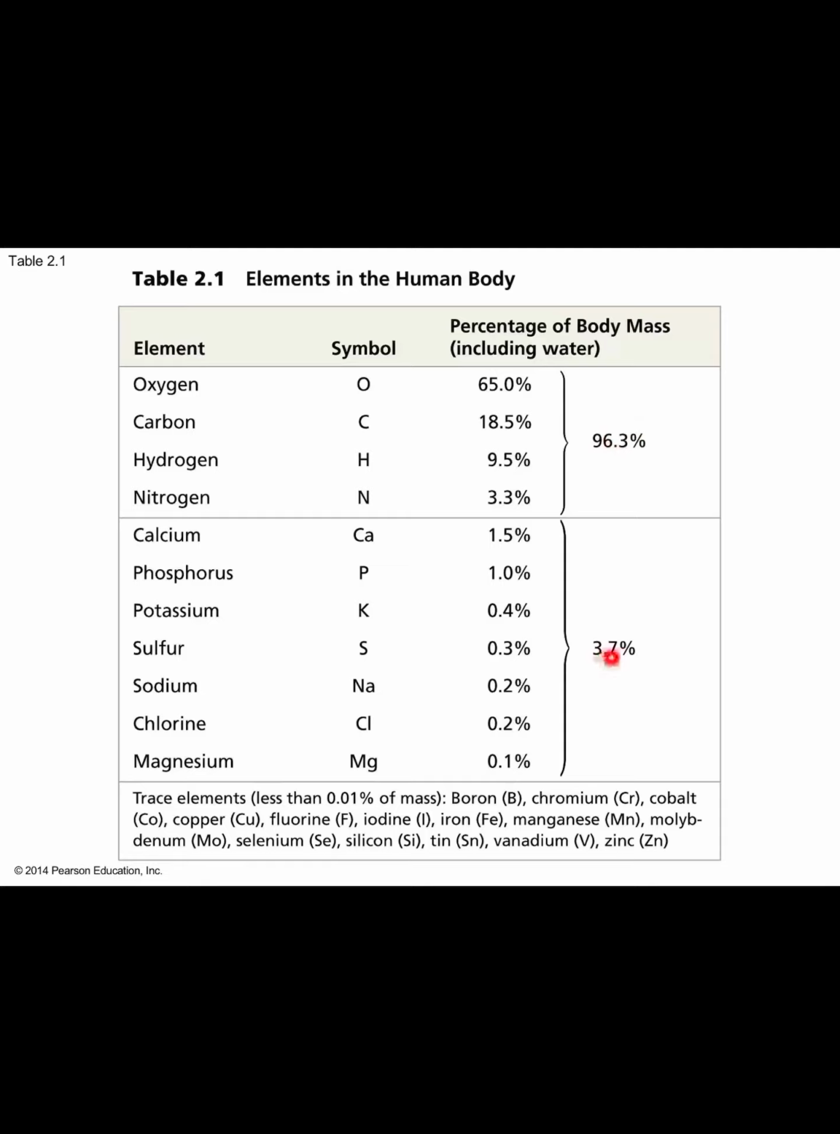Then roughly 3.7%, let's say, is made up of things like calcium, phosphorus, potassium, sulfur, and then things like sodium, chlorine, and magnesium as well. That is about 3.7%, but then we have the trace elements down here, again, each one making up less than 0.01% of body mass. Really odd things: boron, chromium, cobalt, copper, fluorine, iodine, things like that. Things that you would maybe never expect to be in your cells, but they certainly are.